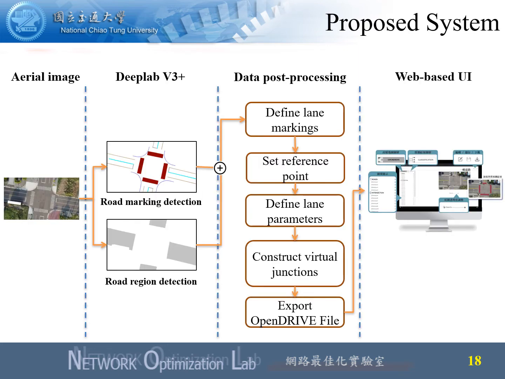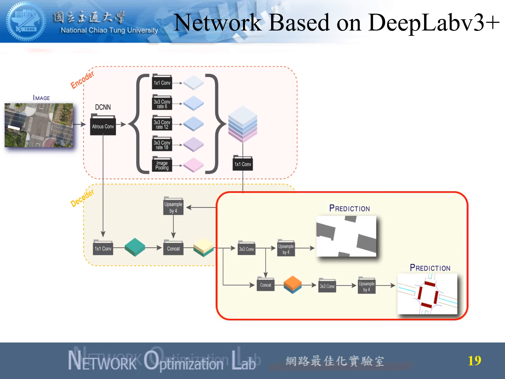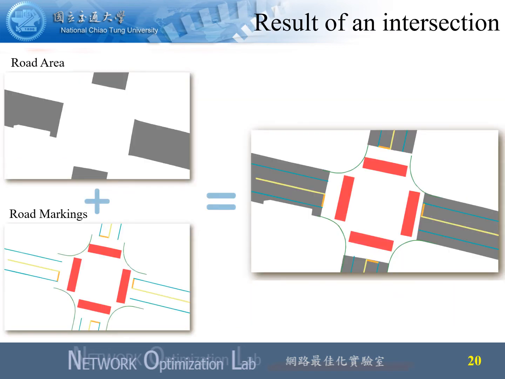The proposed system in this study is mentioned earlier. All the intersections from an aerial image can be transformed to the XODR file by the system. In a deep learning model, we modify the network to predict road region and road markings in an image. After that, a sketch of an intersection can be visualized by combining the 2 results.